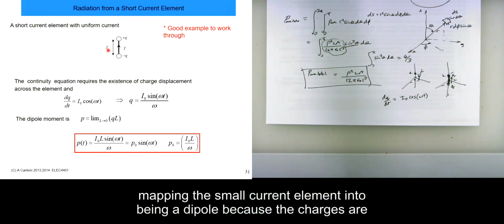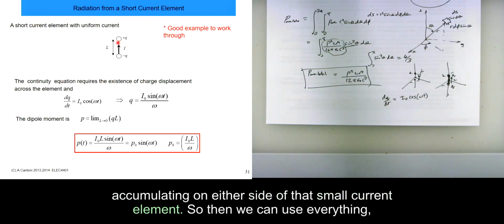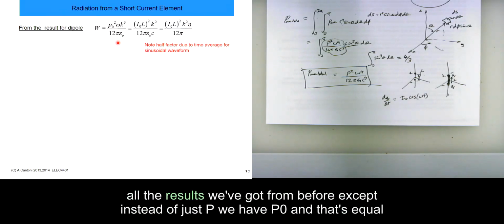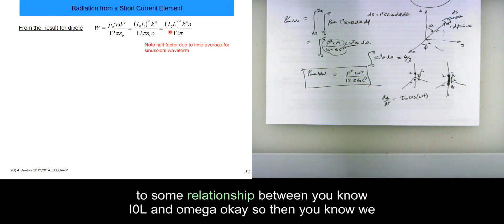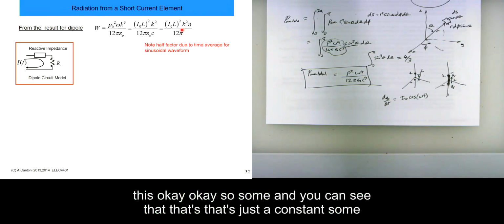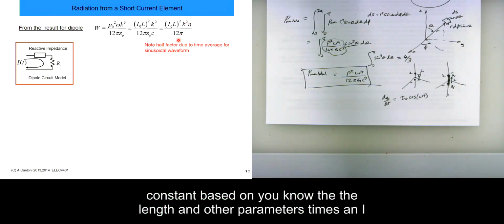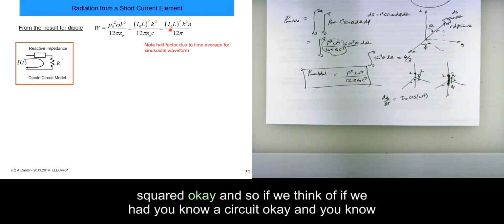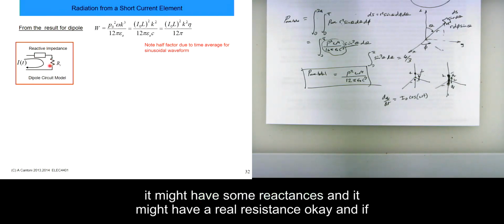Because the charges are accumulating on either side of that small current element, we can use all the results we've got from before, except instead of just P, we have P naught, which is a relationship between I naught, L and omega. Then we can get the total energy being radiated from the dipole to be this. You can see that's just some constant based on the length and other parameters, times I squared.